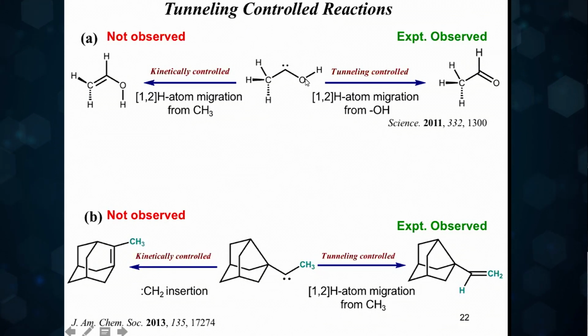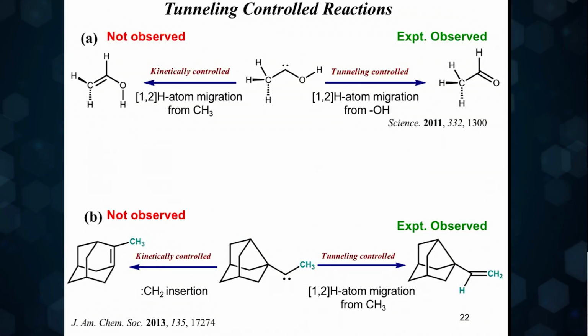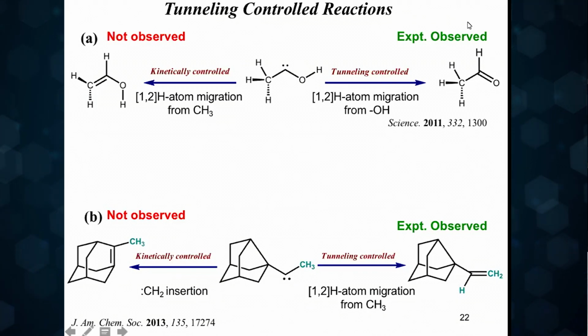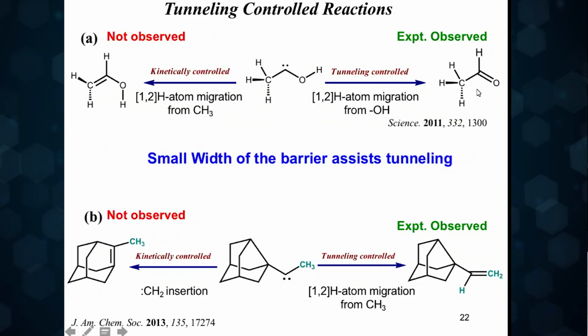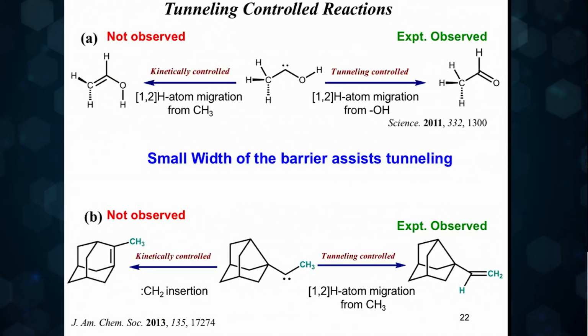OH bond is typically stronger than a CH bond, so you would not have expected an OH bond to migrate, but what happens is the OH bond has a smaller width. And in quantum mechanics, the probability of transition between two states depends on the width of the barrier. So if the width of the barrier is low, even though the activation energy is higher, you can still have tunneling. As a result, you can have an exclusive product of the tunneling control product. And there are other examples as well. So typically the important message is that a small width of the barrier assists quantum mechanical tunneling.